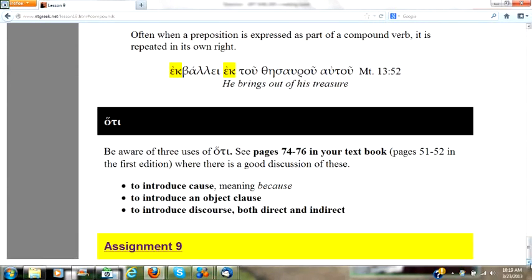Hate is a conjunction used to introduce an object clause. It will often be translated that, but it does not mean that in the sense of the demonstrative pronoun that. Remember, we studied the demonstrative pronouns this and that, hutus and acanus. The word hate does not mean that in that sense. Hate is that when it is used to introduce an object clause, often following a verb of mental perception.